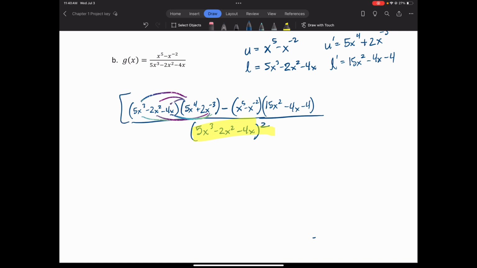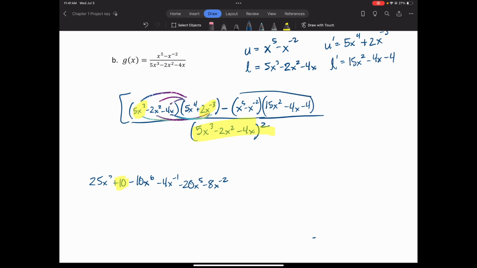I get 25x to the 7th plus 10 minus 10x to the 6th minus 4x to the negative 1st minus 20x to the 5th minus 8x to the negative 2. You might be wondering where this constant 10 comes from. Well, that comes from doing 5x cubed times 2x to the negative cubed. 5 times 2 is 10. x cubed times x to the negative cubed, that's 3 x's on top, 3 x's on the bottom. They all cancel out, so you're left with no powers of x. So that's why I end up with a constant.